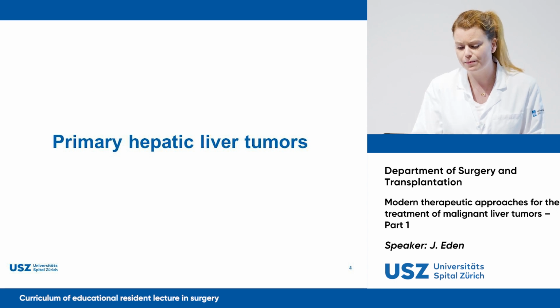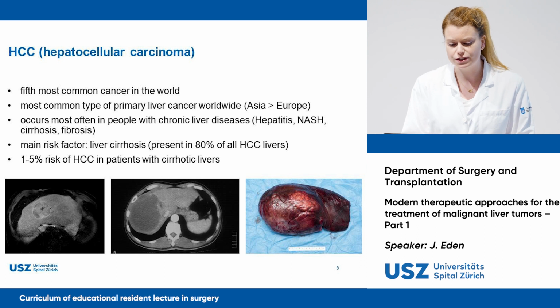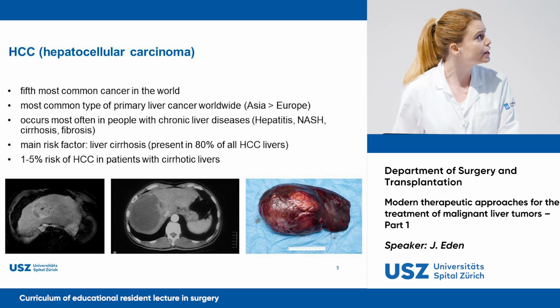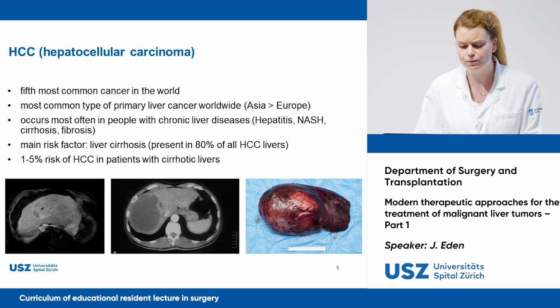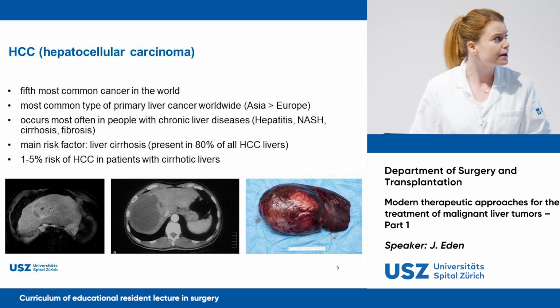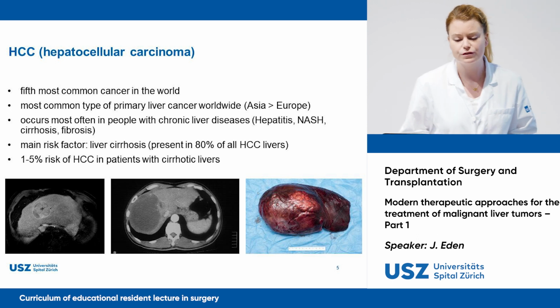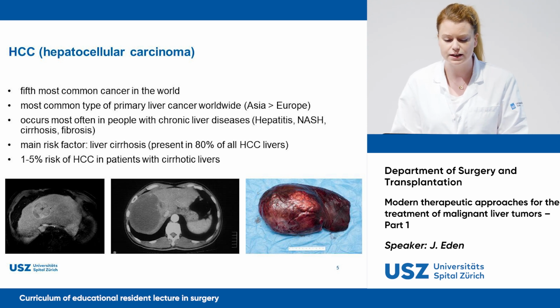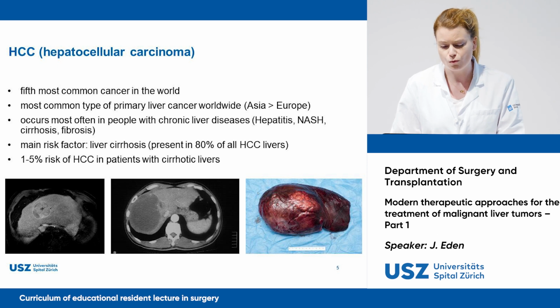Let's start with primary hepatic liver tumors. First to mention is the HCC, which is the hepatocellular carcinoma. It is the fifth most common cancer in the world. It is the most common type of primary liver cancer worldwide, more common in Asia than in Europe. It occurs most often in people with chronic liver diseases such as hepatitis, NASH, cirrhosis, and fibrosis. And the main risk factor is liver cirrhosis, which is present in 80% of all HCC livers. Now, there's a 1 to 5% risk of HCC in patients with cirrhotic livers.